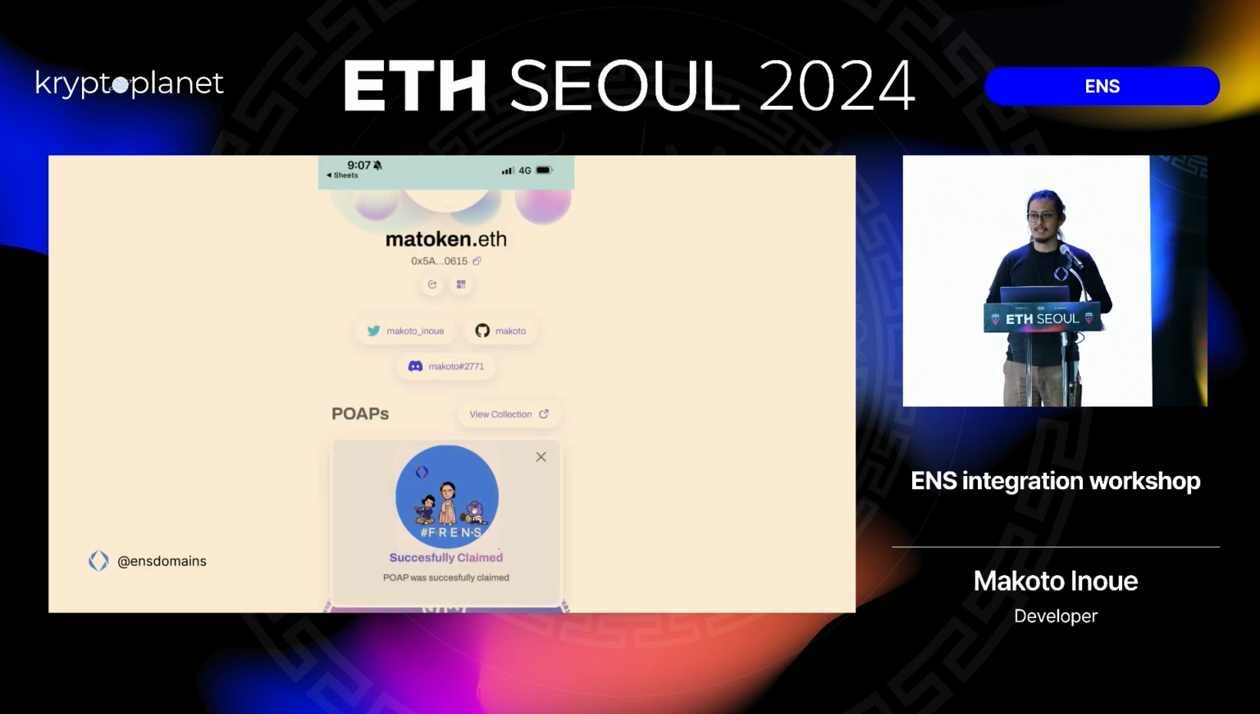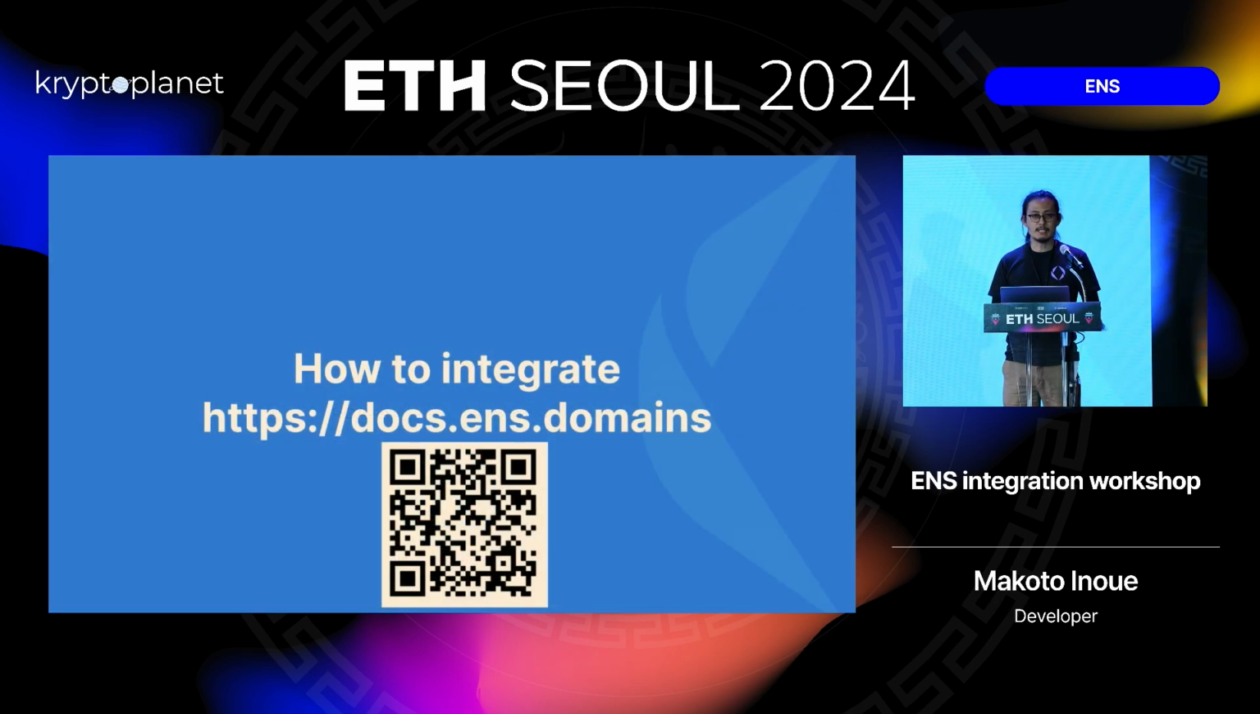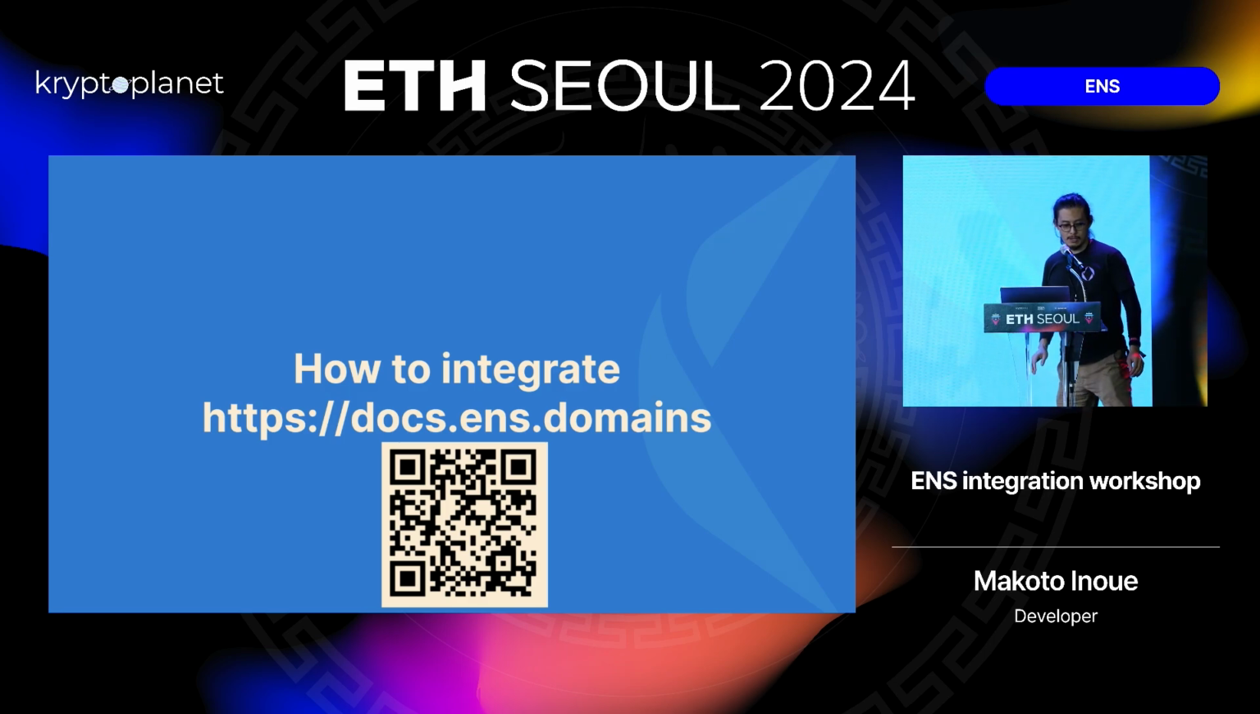So that kind of stuff, the physical stuff, will always get judges' attention. So that's something you might want to consider integrating. That was what you can do, and now it's about how to do it. But most of what I'm going to say will be in docs.ens.domain.